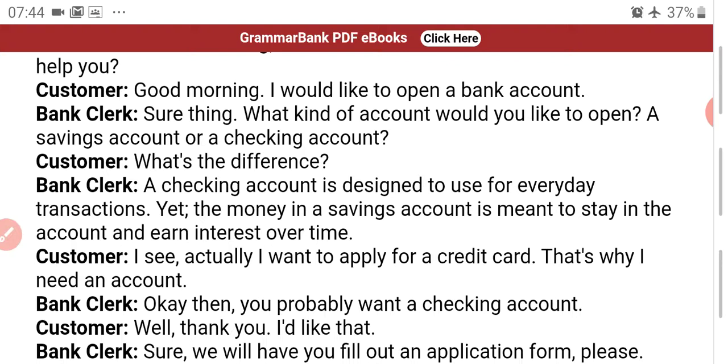A checking account is designed to use for everyday transactions, yet the money in a savings account is meant to stay in the account and earn interest over time. So it does not mean that you can't take out money from the savings account. Even though it will earn some interest if it stays there, you are allowed to take out money from it at any point of time. It's your money that goes in there.